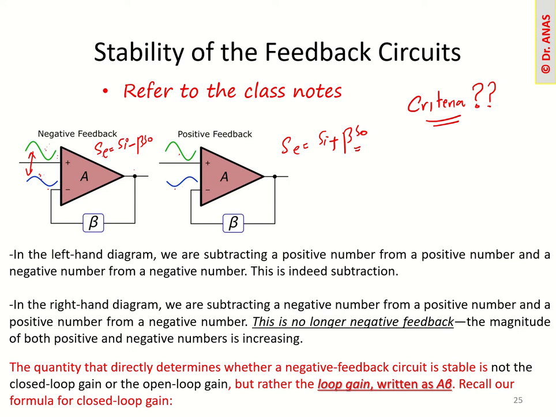system. The main thing which determines the stability of a feedback circuit is the loop gain. It is not the open loop gain or the feedback transfer function. It's the loop gain which determines the stability of a system.